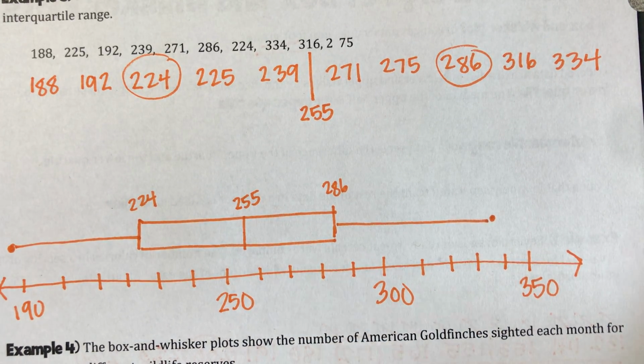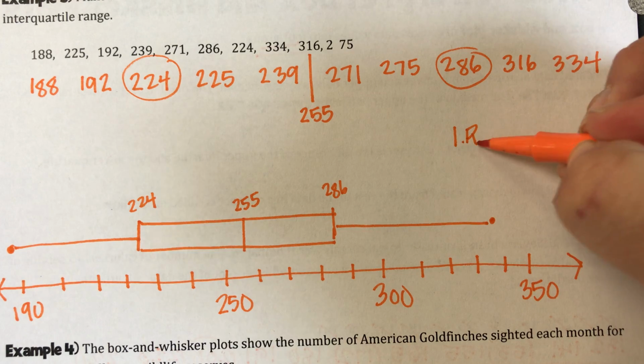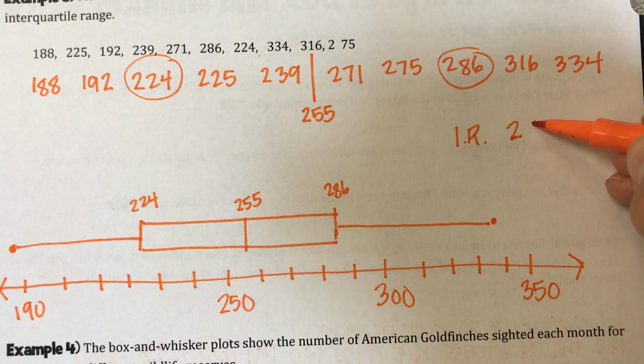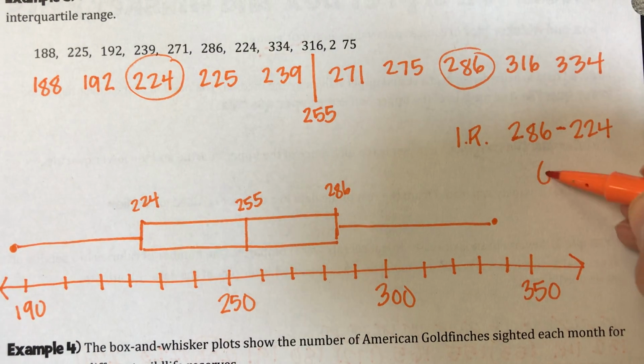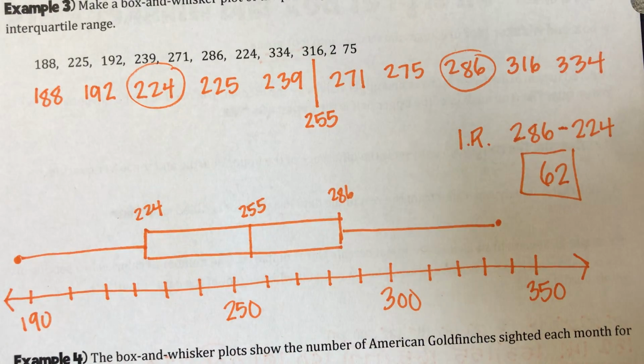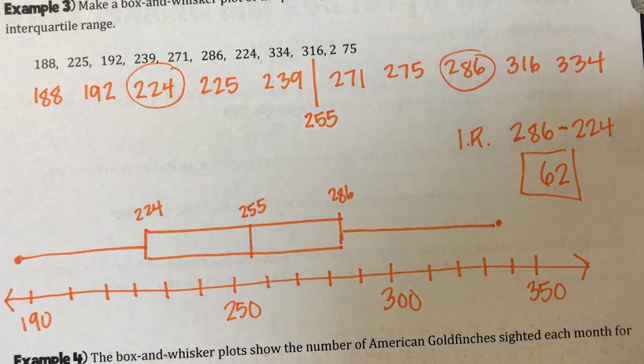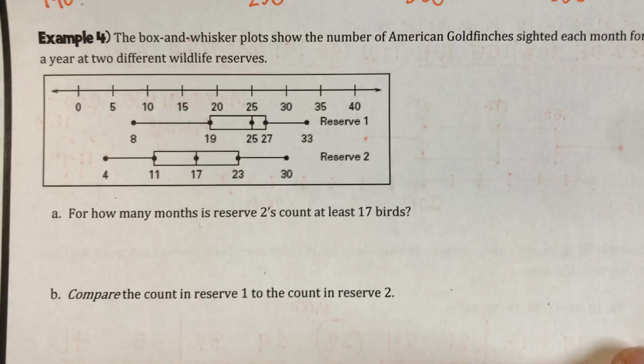Just like that. And if I asked you to find the interquartile range, 286 minus 224, upper quartile minus lower quartile, is 62. And then the last part is just making kind of what I was talking about a minute ago.